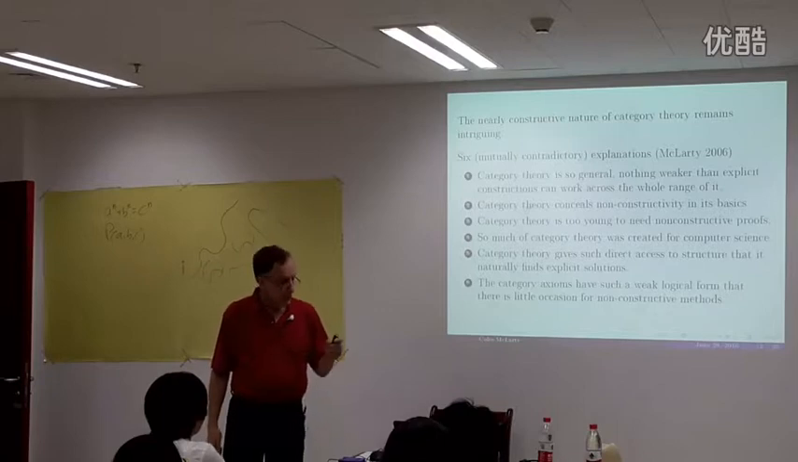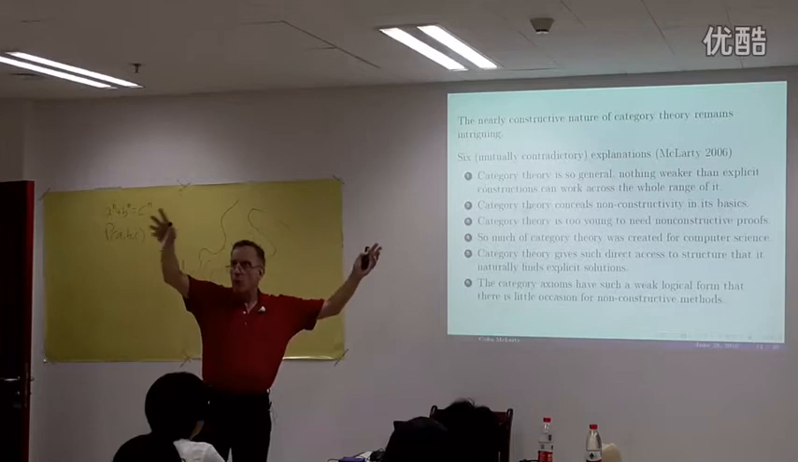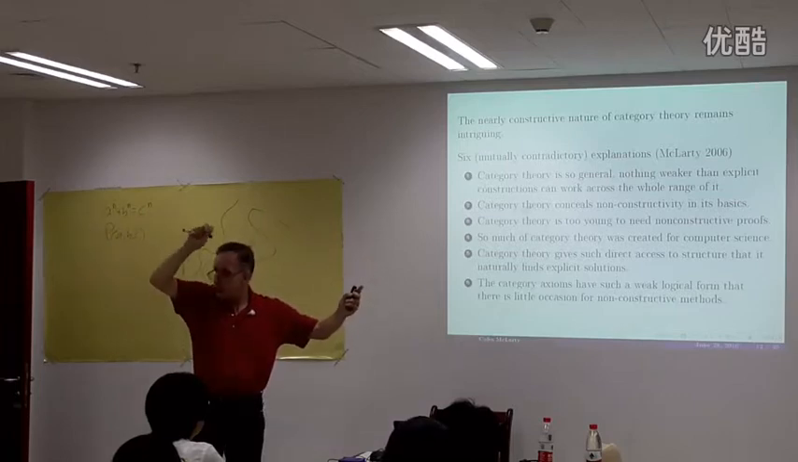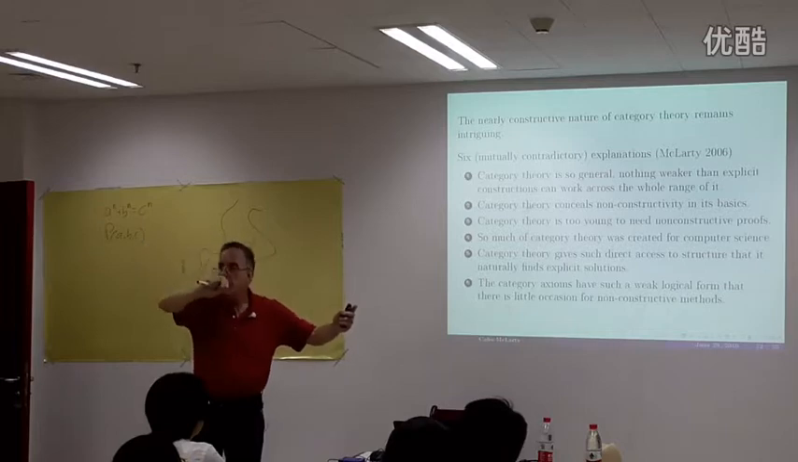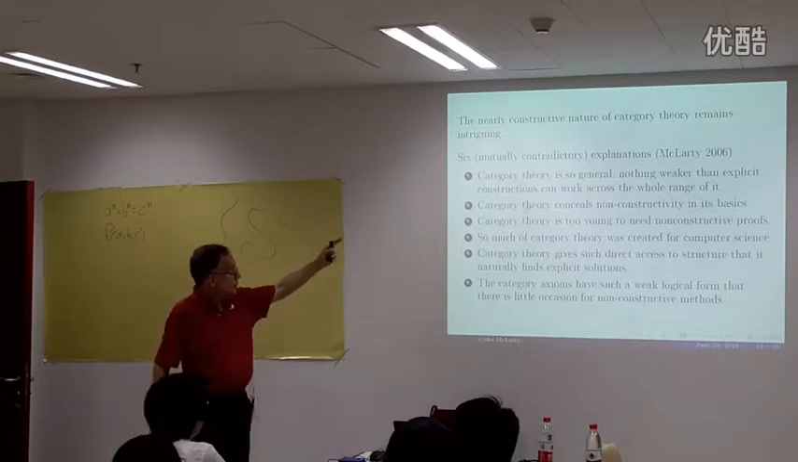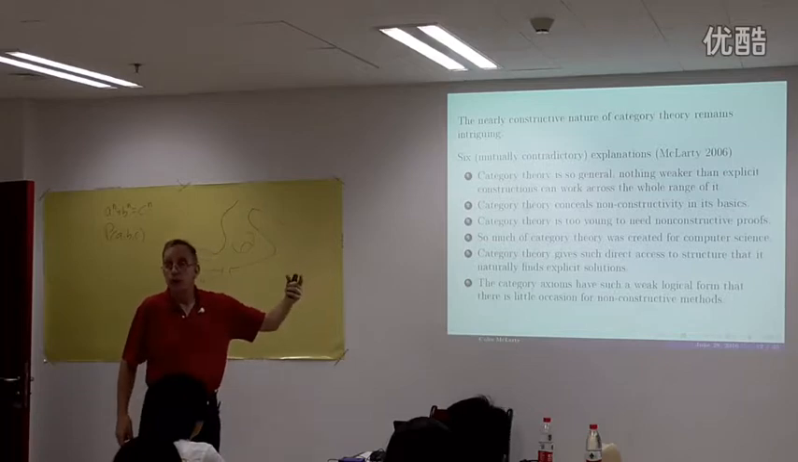And maybe that's such a wide range that the only way something can work over all these possible structures is if it works explicitly. It actually tells you what to do. It tells you how to construct the answer. Maybe only explicit constructions can be general enough to work in the whole generality of category theory.